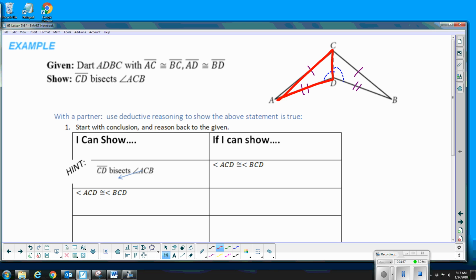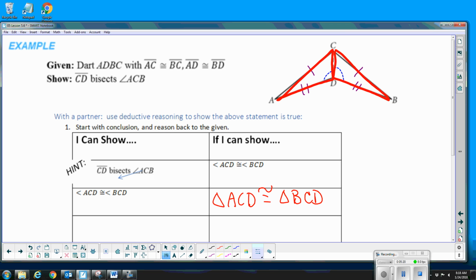So if you look at this, we've got two triangles here. Well, ADC and BDC would be corresponding parts of those triangles. So can I show those two triangles are congruent? Well, maybe, not yet. I can't show it yet because all I have right now is a side-side-angle, and side-side-angle is not a shortcut for triangle congruence. So those two angles are going to be congruent if triangle ACD is going to be congruent to triangle BCD.